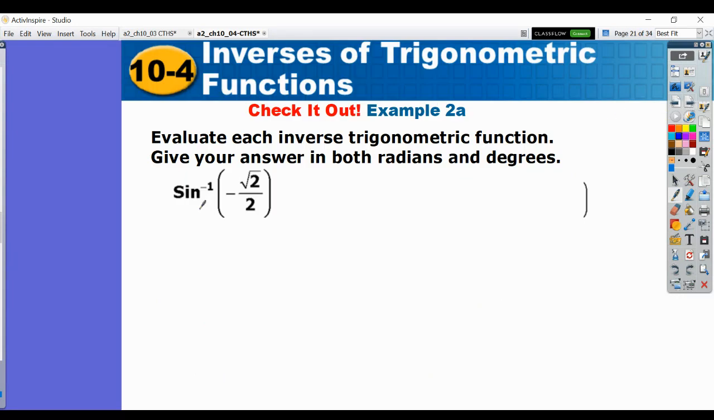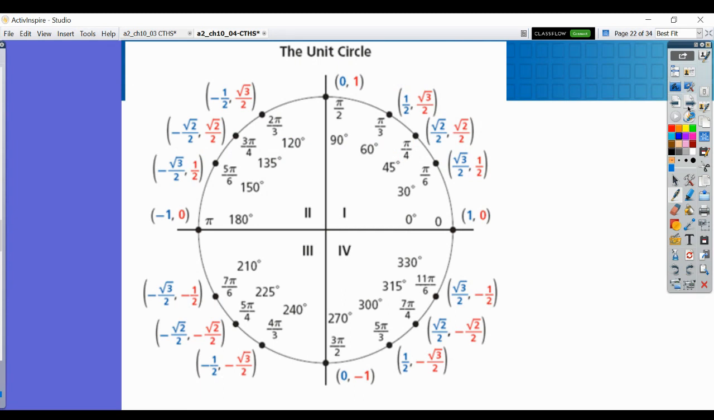Where on the unit circle is the inverse sine of negative square root of 2 over 2? So let's go find negative square root of 2 over 2. There's one and there's one. Now for sine and tangent, we want to be on the right half. So I want to be over here. These are my answers, but not really, because remember it said I want to be between negative pi over 2 and pi over 2, or between negative 90 and 90. Well, this answer is not between negative 90 and 90.